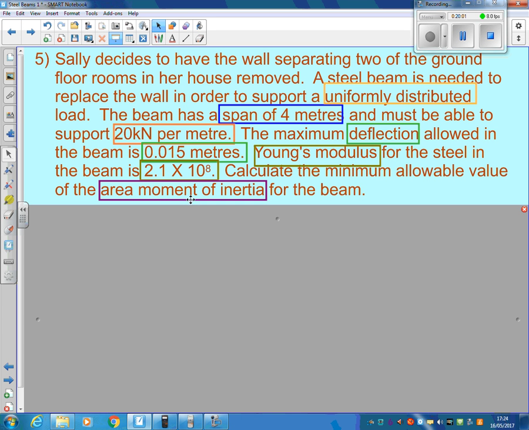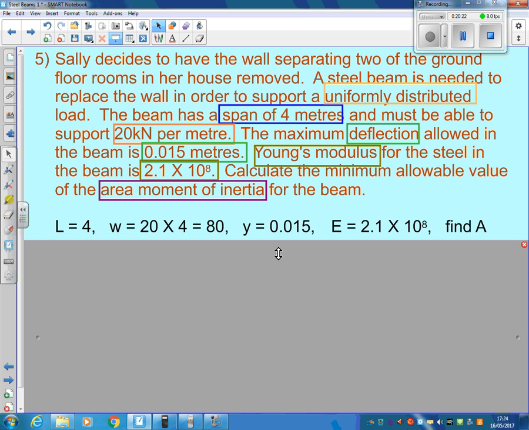Okay, question 5. Now, this is the type of question you're most likely to get in the exam. This or probably linearizing is the other type. So these next two questions are really important. So Sally decides to have a wall separating two of the ground floors. You'll see I've put the question down and I've already highlighted the key bits.